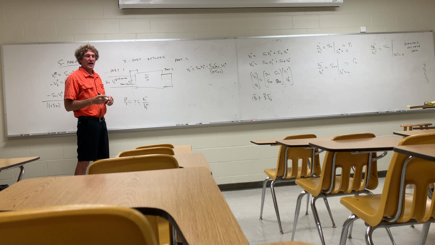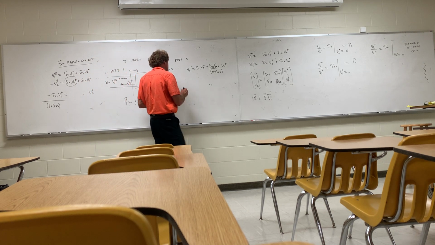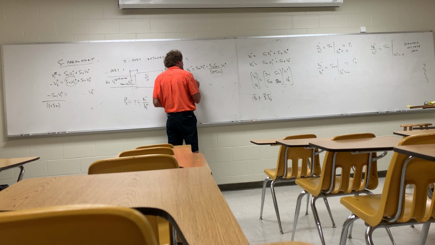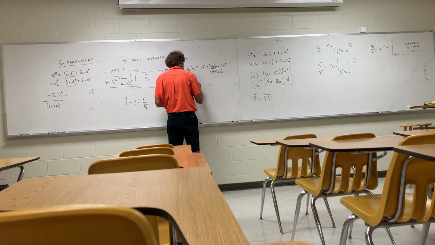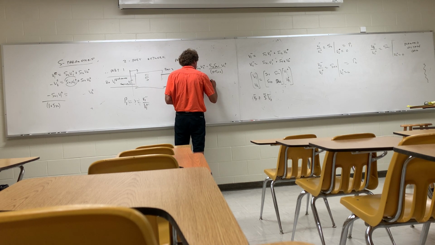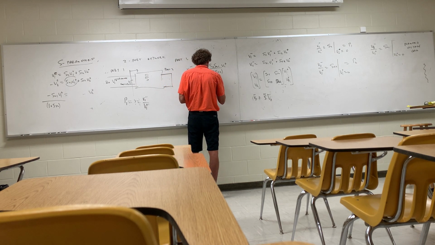This is just playing a little game of reorganize it, so I can get the definition. By definition, reflection coefficient is V1 minus over V1 plus, regardless of what port 2 is doing. That is the definition of the reflection coefficient of the port. So then I can say the reflection coefficient of port 1 right here would be equal. Now we divide by V1 plus. V1 minus over V1 plus is equal to simply S11 minus S12 S21 over 1 plus S22.